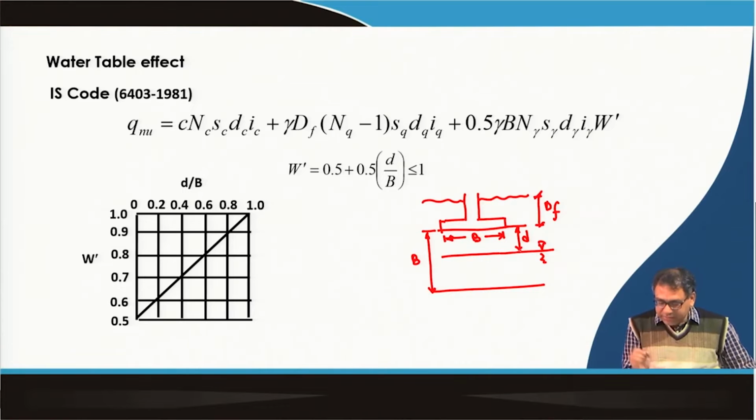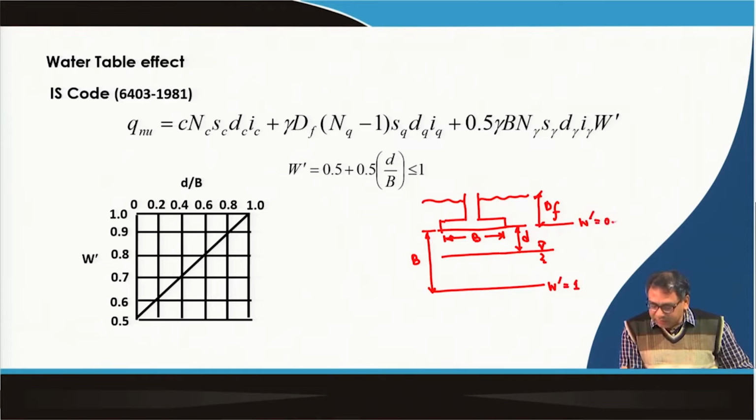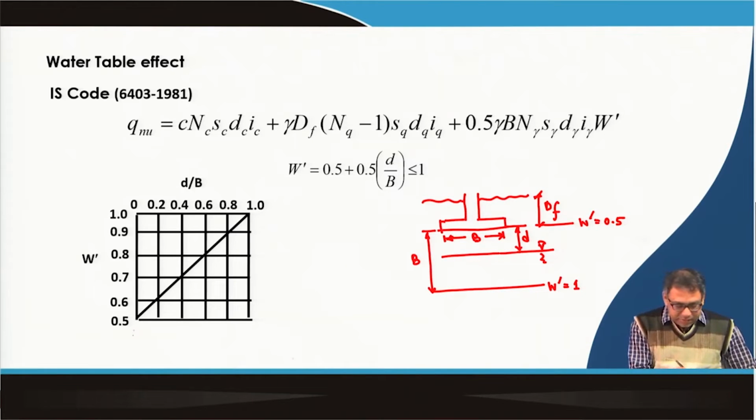Okay. So, now if d by B is equal to 1, that means d is equal to B. That means your water table is at a depth of B from the base of the foundation, then definitely W dash will be 1, because we know W dash is equal to 1 here, and at this position W dash is equal to 0.5. Now, if d is equal to 0, that means the water table position is at the base of the foundation, then the W dash value will be 0.5. In between that, we can use this chart.